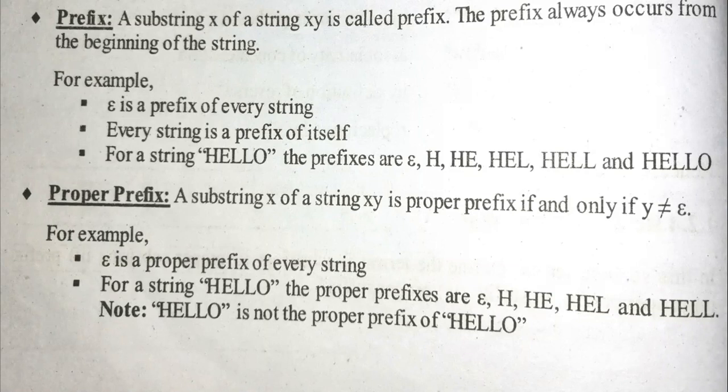Now, example, epsilon is a prefix of every string. Anything it may be. If your x value is equal to epsilon, if you don't have any value inside the x, then the x value will become epsilon over there. Then what is the prefix of y? Epsilon. Then apart from that, if you already have some value inside x, like ABC, then the prefix of y will be ABC over there. That's it.